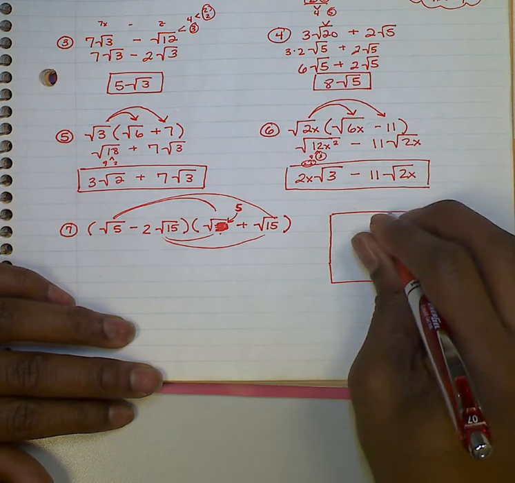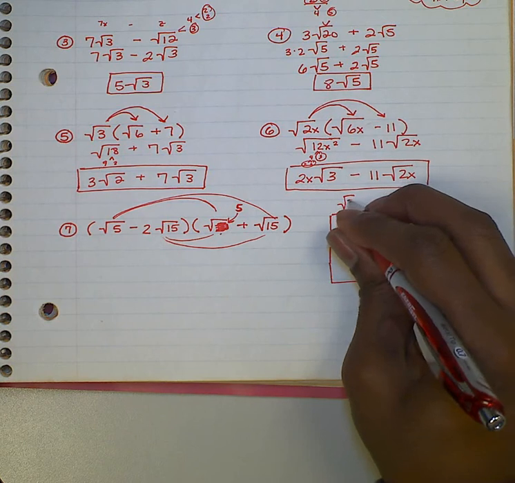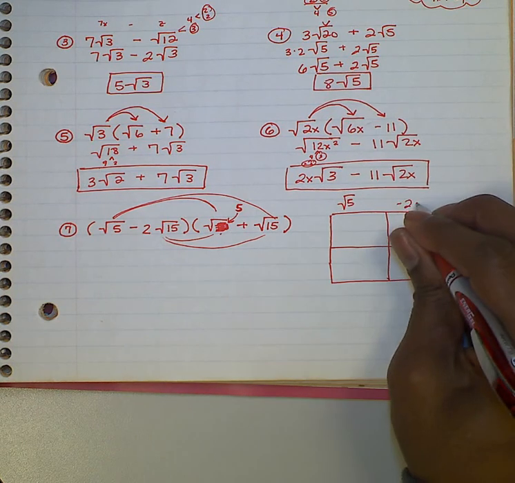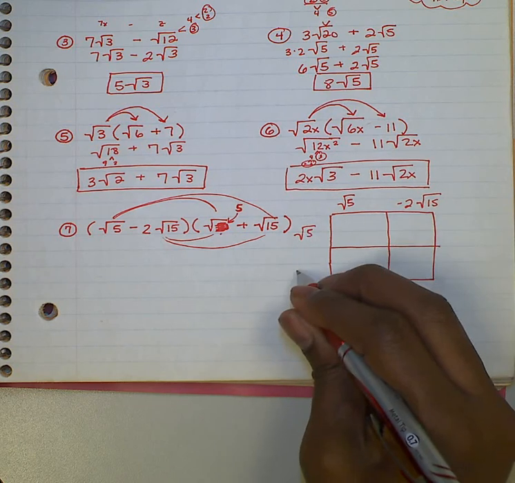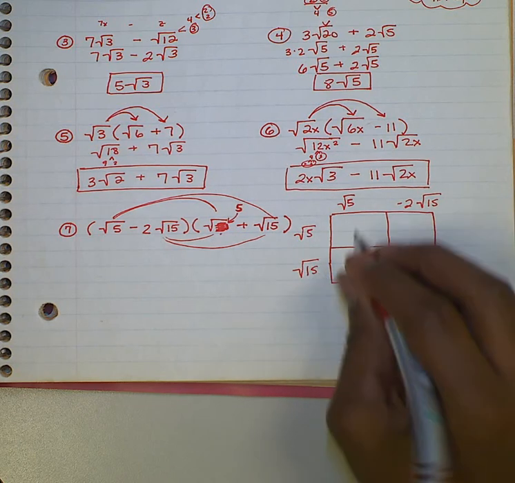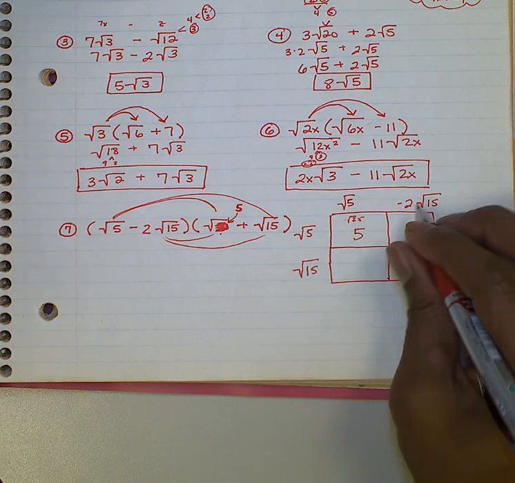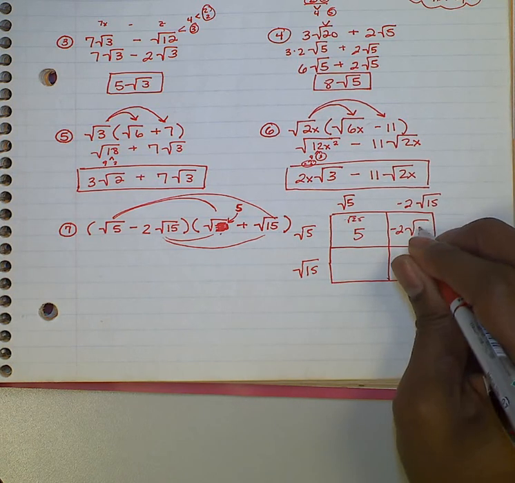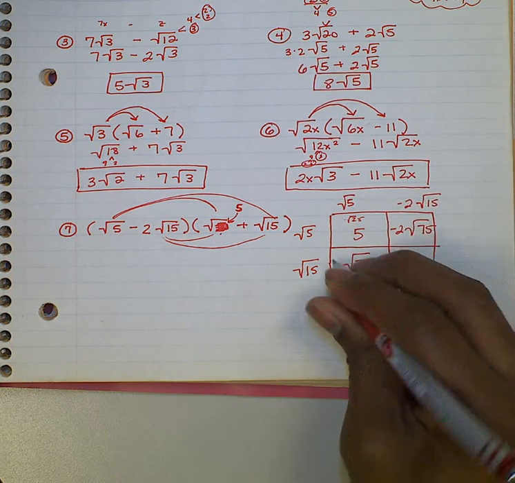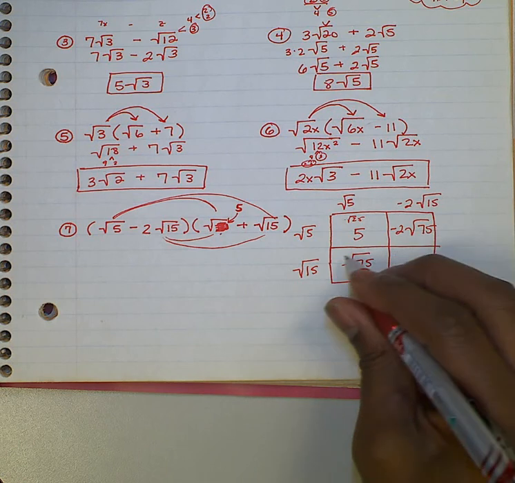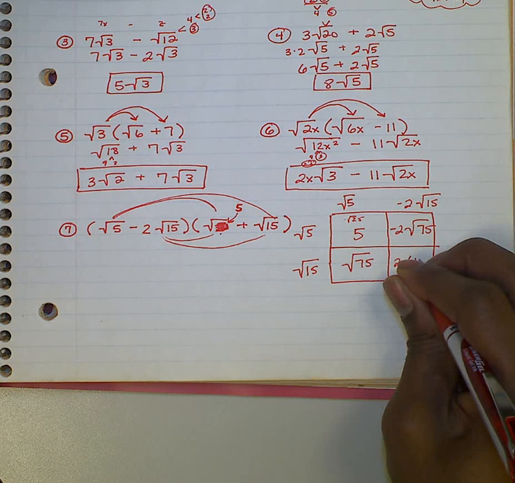Okay, 1, 2, 3, 4. Okay, I can do radical 5 here, minus 2 radical 15. I can do radical 5 here, plus radical 15, so that's just there. And then I can just go around. This will be radical 25, which is 5. This will be negative 2 radical 75. This would be radical 75. This would be radical 15 times radical 15, so that's just 15. That'd be 2 times 15, or 30.